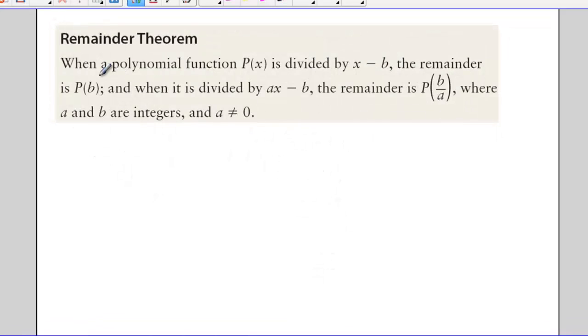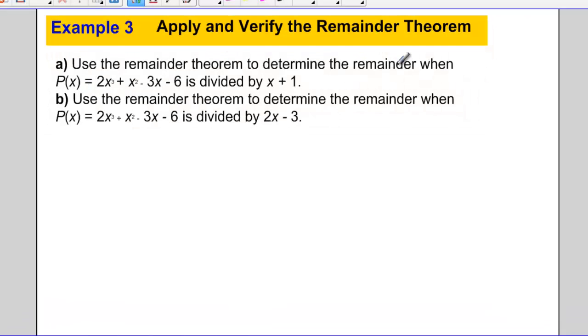So this leads us to a theorem, the remainder theorem, that states that when we have a polynomial function divided by a binomial, the remainder will be the polynomial evaluated at b. And when we're dividing by a more complicated binomial, so ax minus b, the remainder would be the polynomial evaluated at b over a. We're just going to do part A here.